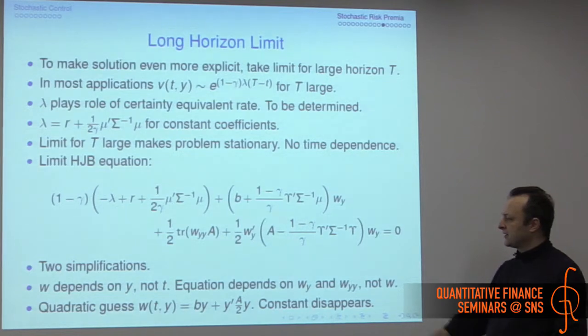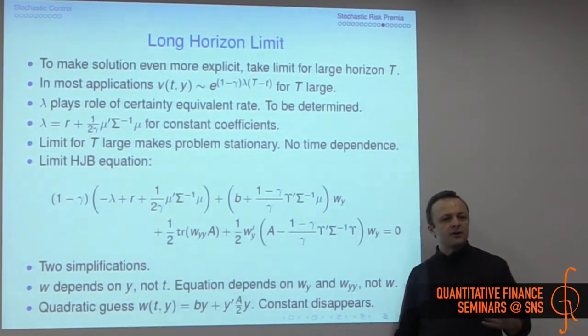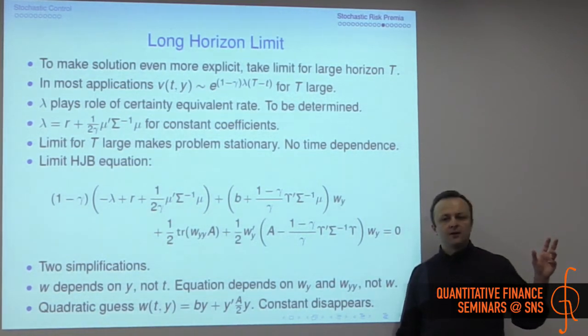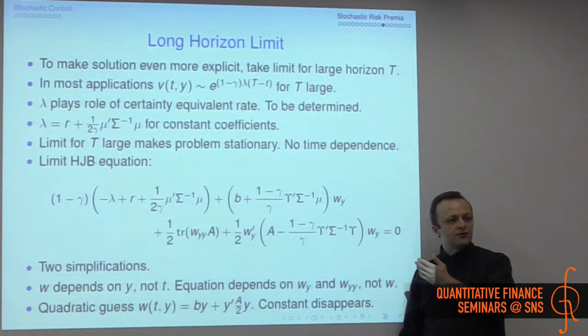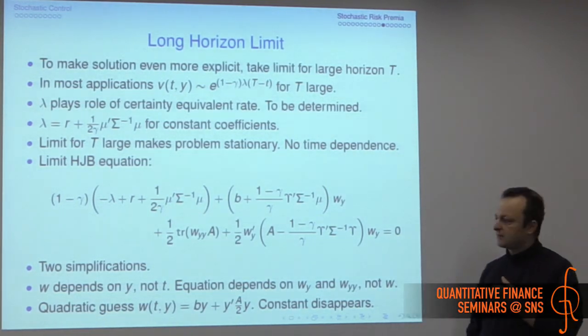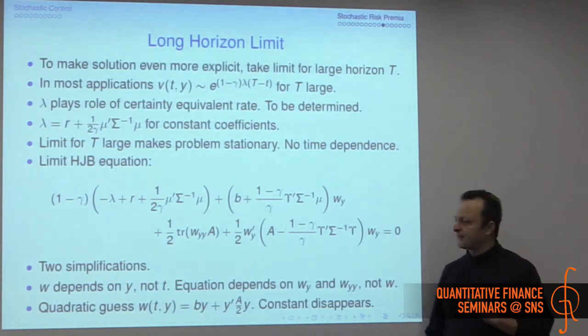As I mentioned yesterday, the models for which this works is typically when you have Ornstein-Uhlenbeck state variables and linear drifts and possibly constant volatilities. That's a case in which it certainly works. Sometimes it works also if you have quadratic drifts.